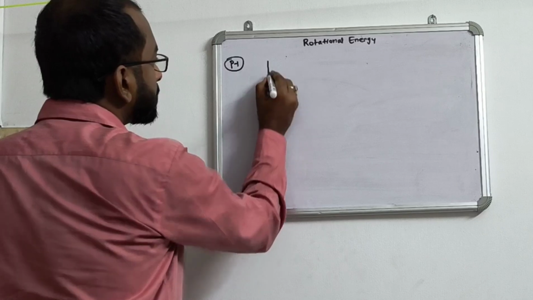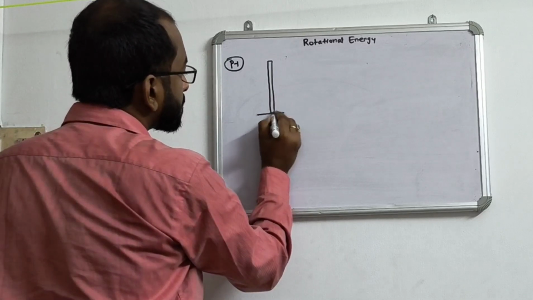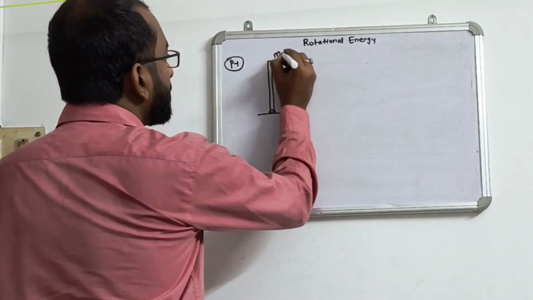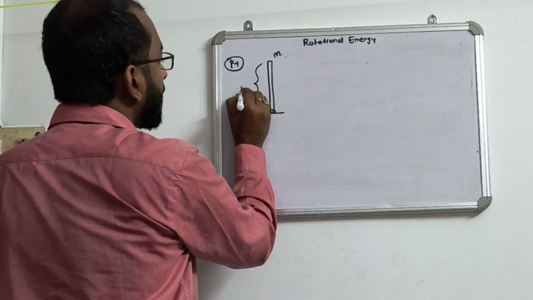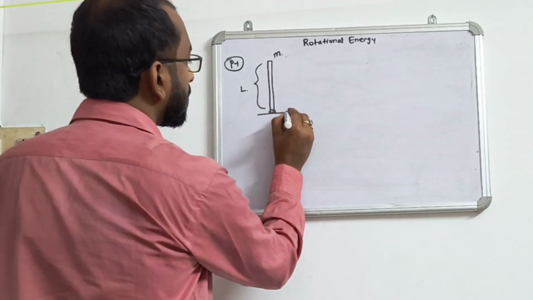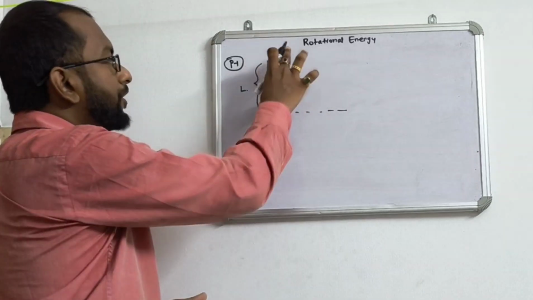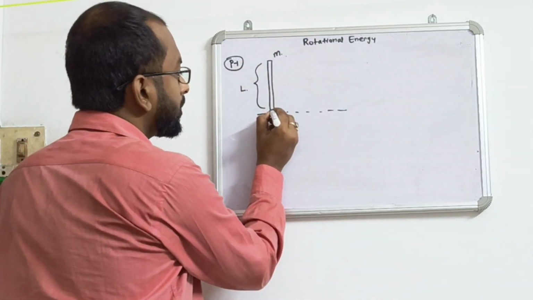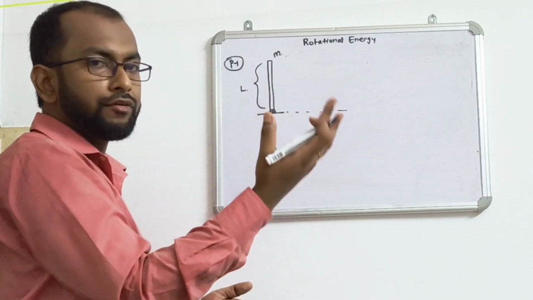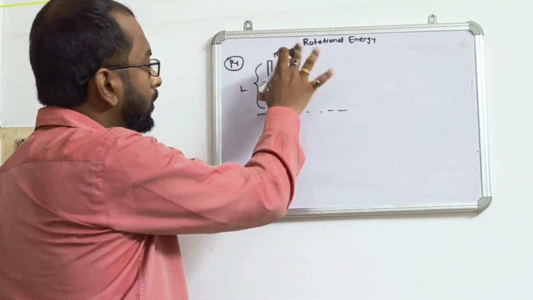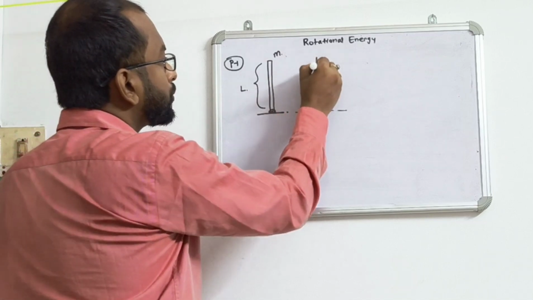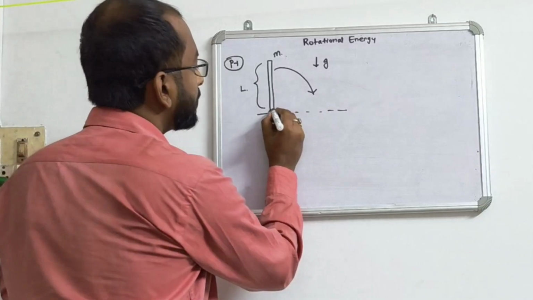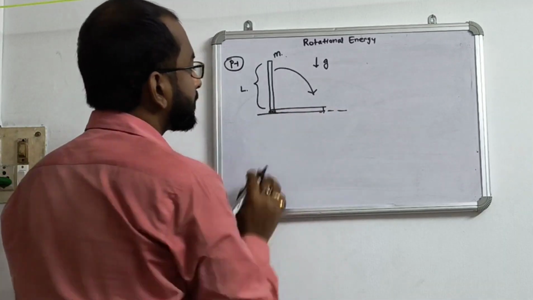Let's say there is a rod which can rotate with respect to this pivot point. The mass of the rod is m, the length of the rod is L. It can fall freely under gravity, but it will not have any translational motion because this pivot is restricting the degree of freedom for the translation. So it will only be able to rotate in this direction. Due to gravity, it will fall like this, and it will eventually land like this.